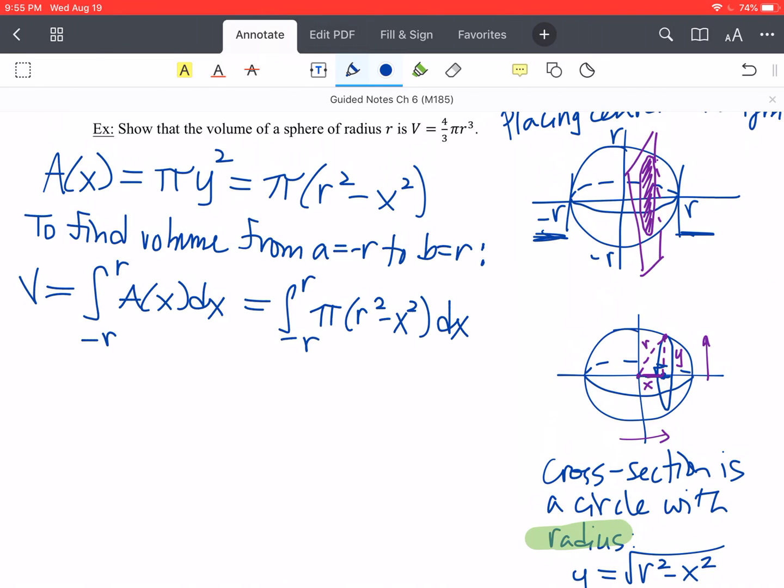And x is still the variable here. R is the radius of the sphere, which is a fixed amount. Okay, so we don't know what it is necessarily, but r is considered a constant. In this case, x is still the variable. Okay, so pi is a constant, so pi just stays out of it. Okay, r squared is considered a constant, so that's going to become r squared x when you take the antiderivative. And then antiderivative of x squared is x cubed over 3, evaluated from negative r to r.